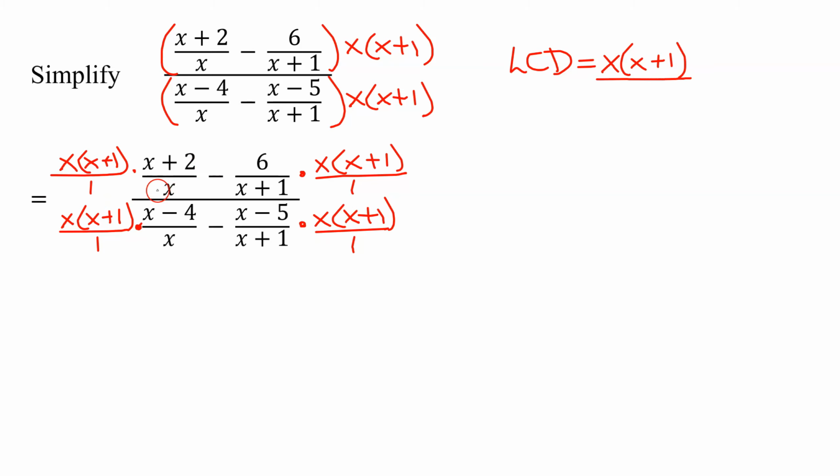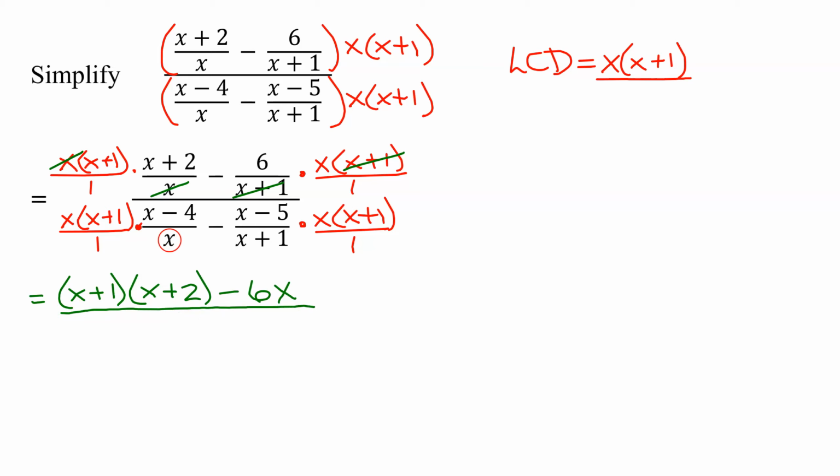The first term in the numerator, the x's reduce, and I get left with x plus 1 times x plus 2, all divided by 1, which is just x plus 1 times x plus 2, minus, in the next term, the x plus 1's reduce, and I just get 6 times x, which is 6x, all divided by, in the denominator, the first term, the x's reduce, I get x plus 1 times x minus 4, all divided by 1, which is just x plus 1 times x minus 4, minus, in this last term, the x plus 1's reduce, and I get left with x times x minus 5. So it's minus x times x minus 5.